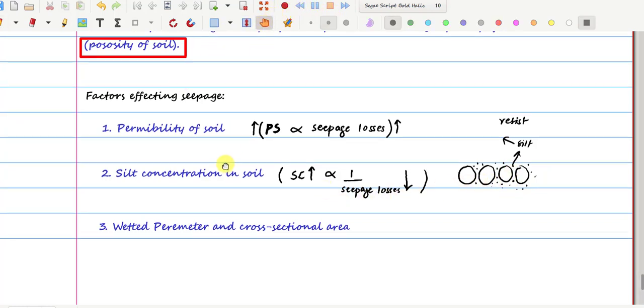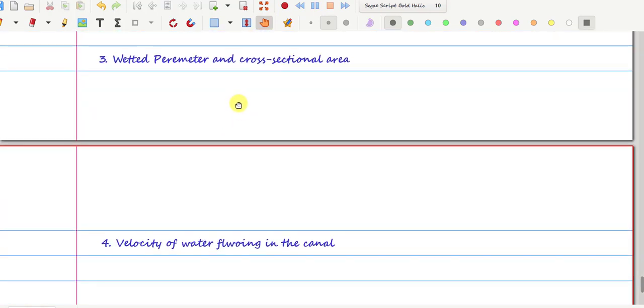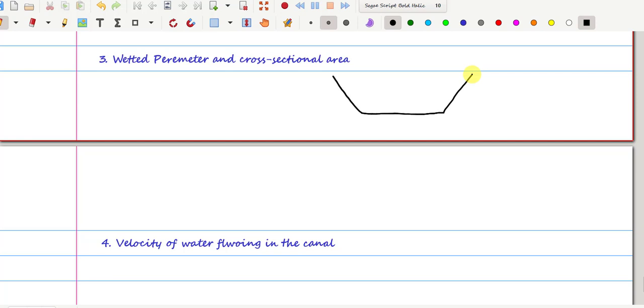Got it? And the next factor is wetted perimeter and cross-sectional area. Obviously, it's very simple that if the wetted perimeter of any canal is higher, then there are chances of more seepage. Similarly for the cross-sectional area too. So either wetted perimeter or cross-sectional area, if it increases, then your seepage will also increase. They are directly proportional to each other.